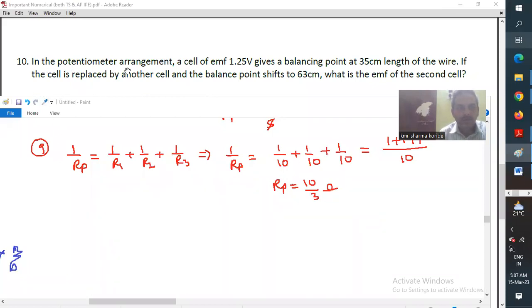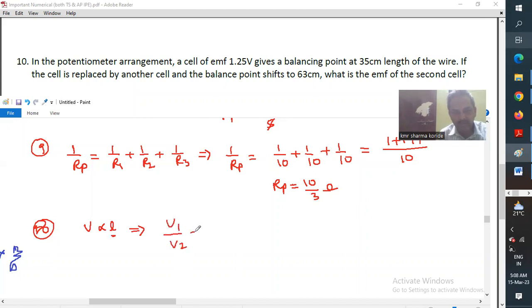Question number 10. In the potentiometer arrangement, a cell of 1.5 volts gives a balancing point at 35 centimeters length of the wire. If the cell is replaced by another cell and the balance point shifts to 63 centimeters, what is the EMF of the second cell? So get back the principle of potentiometer: potential difference between any 2 points is directly proportional to the length between those 2 points. So therefore, V1 by V2 is equal to L1 by L2.